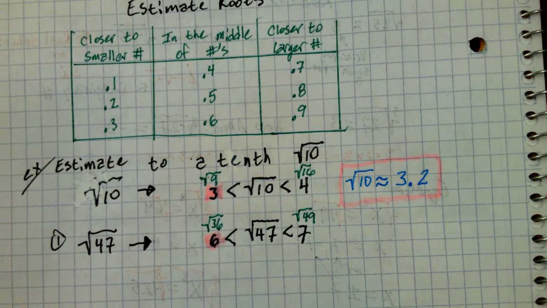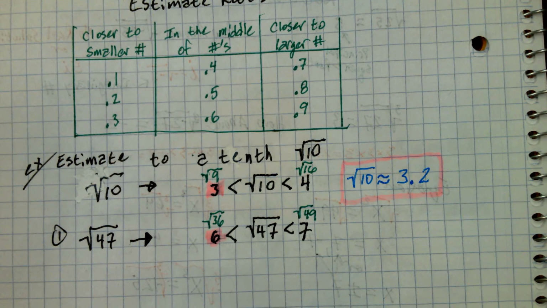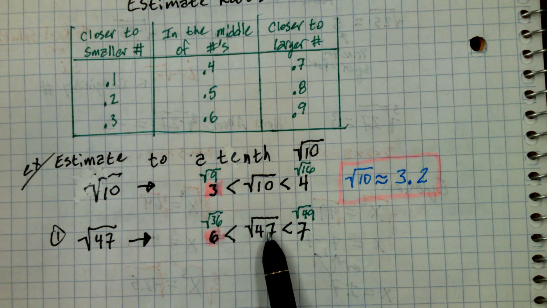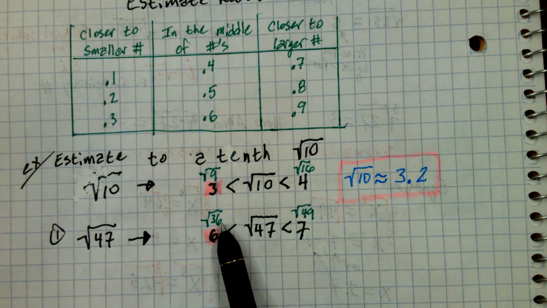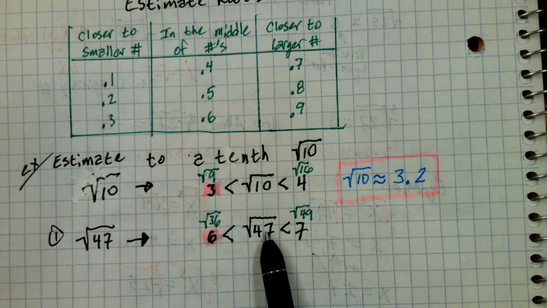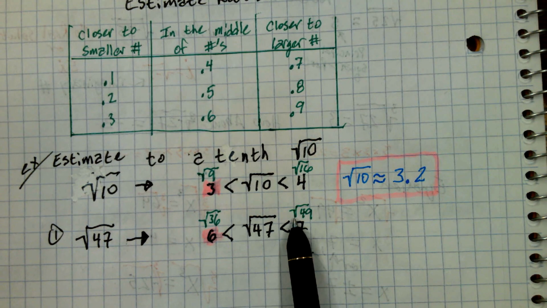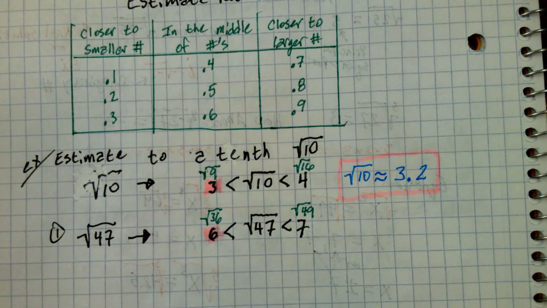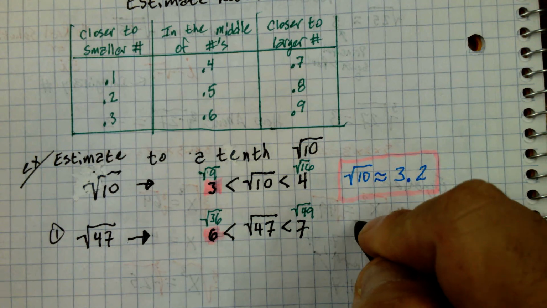So 36 to 47 is 11 more, and then 49 is just 2 less. Yeah. So that's where you start thinking that. 36 to 47 is 11 places. And here it's just 2 places. So would you agree it's closer to the larger number? Yes. So we want the square root of 47.